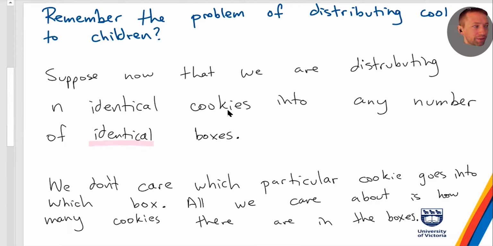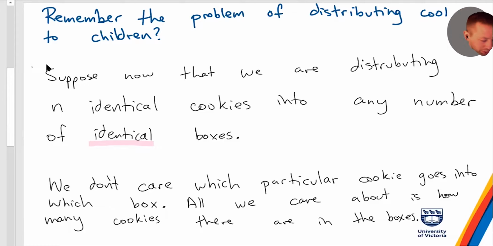what if instead we want to put cookies into boxes where we can't tell the difference between 2 boxes? So the boxes are all identical. Imagine these are just those plastic boxes that they put cookies in at the grocery store. So I want to put identical cookies into any number of identical boxes. And I don't care which cookie goes into which box because all the boxes are the same. All I care about is how many cookies go into the boxes.